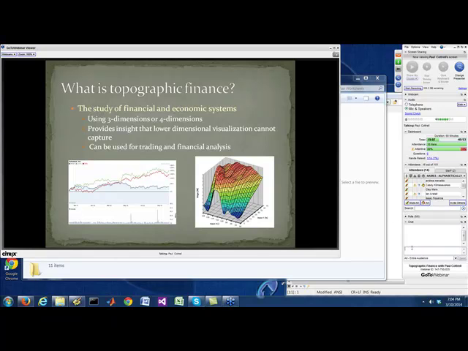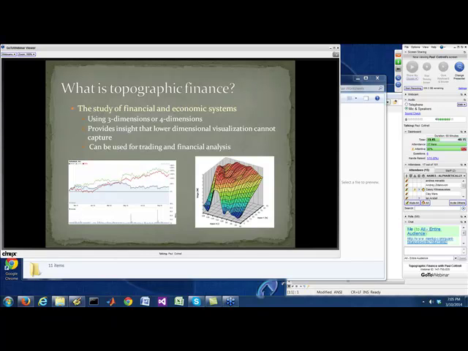This type of methodology provides insight that lower dimensional visualization cannot capture. So, for example, on the chart on the left, this is the typical price chart. This is for Autodesk. I don't remember for what year it was, but it's just a simple 2D price chart with some volumes, and it gives you somewhat of an indication of how these different stocks are performing together.